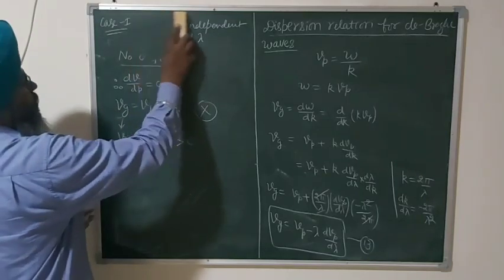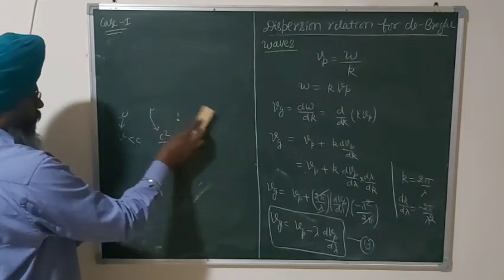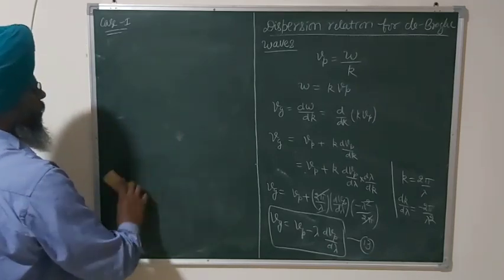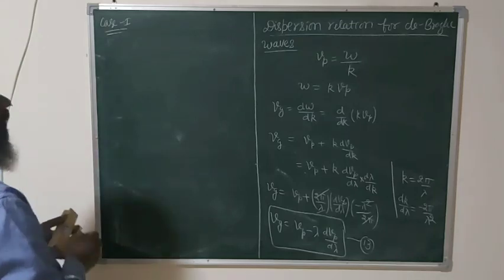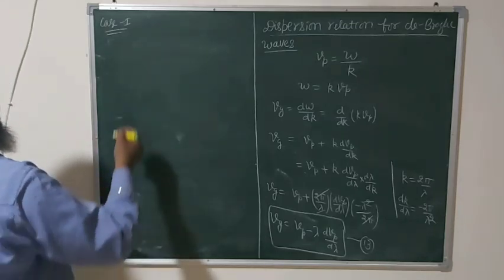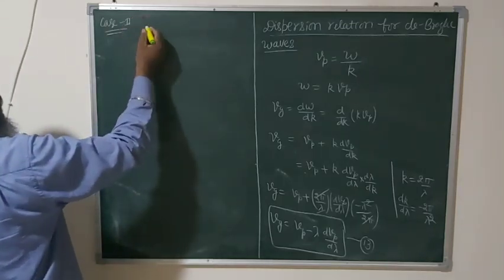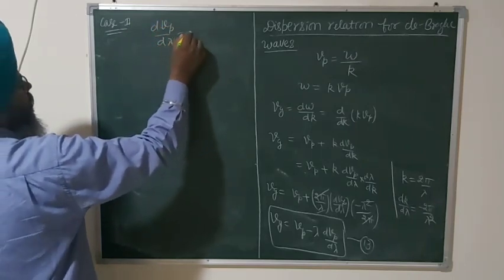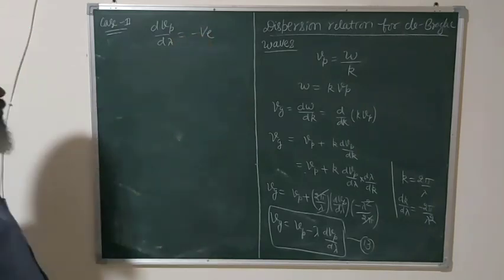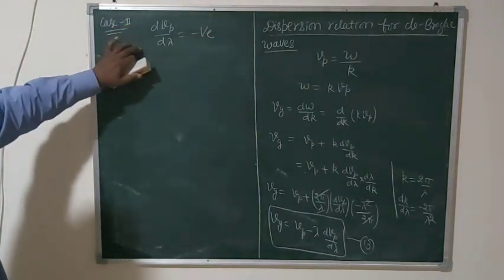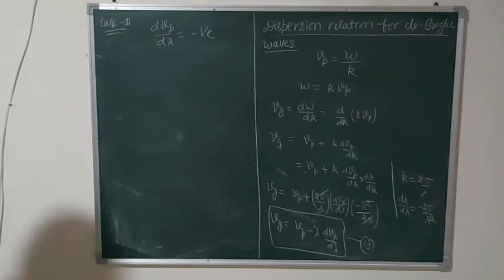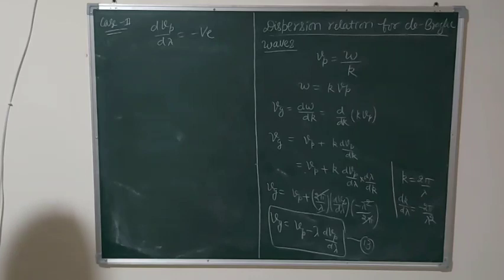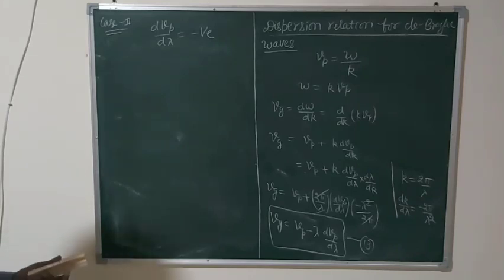Let us now discuss case 2. De Broglie waves must show dispersion. This is something which we get till this point. What kind of dispersion? We want to check it out. Let us say case 2: suppose dVp by d lambda is negative. Now, we know that if the derivative of a quantity is negative, that quantity is called decreasing. Since here dVp by d lambda is negative, it means Vp is a decreasing function of lambda.